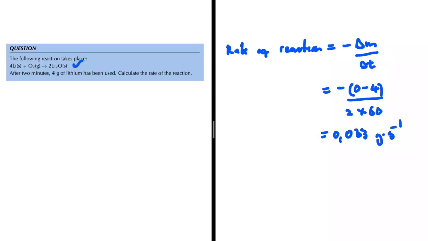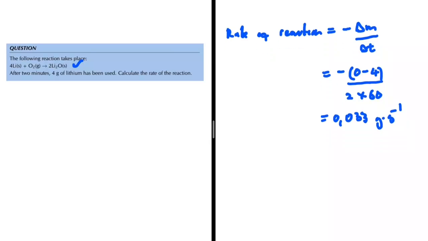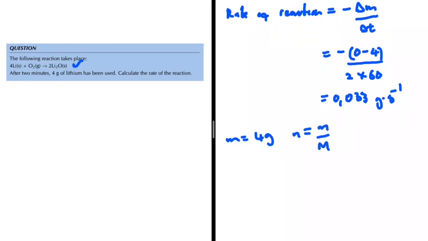say, okay, it's fine. The change in mass is 4 grams, right? So the mass is equal to 4 grams. So let's use this mass to find the number of moles. The number of moles using the mass is equal to the mass divided by the molar mass. So the mass is 4 grams and the molar mass of lithium is 7. So that is 4 divided by 7.